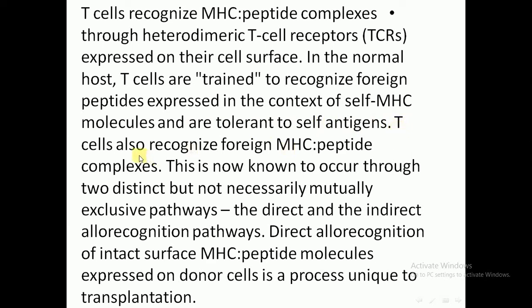And T cells also recognize the MHC peptide complex, and this is now known to occur through two distinct but not necessarily exclusive pathways, the direct and the indirect allorecognition pathways. So the T lymphocyte recognizes the allograft antigen by these two mechanisms. The foreign allograft antigen, which is the MHC plus peptide molecules, is expressed on the donor cells like kidney, lung, heart, or whatever, in a process unique to transplantation.